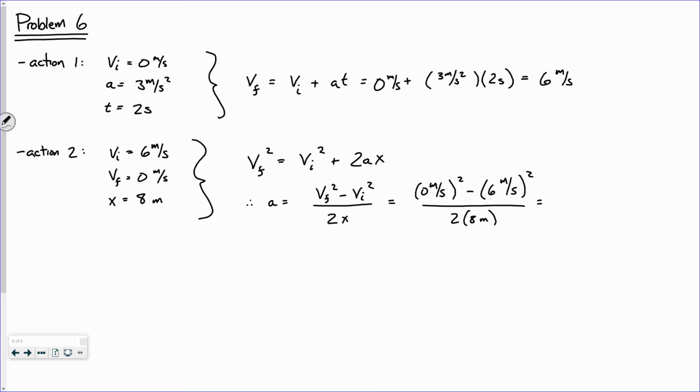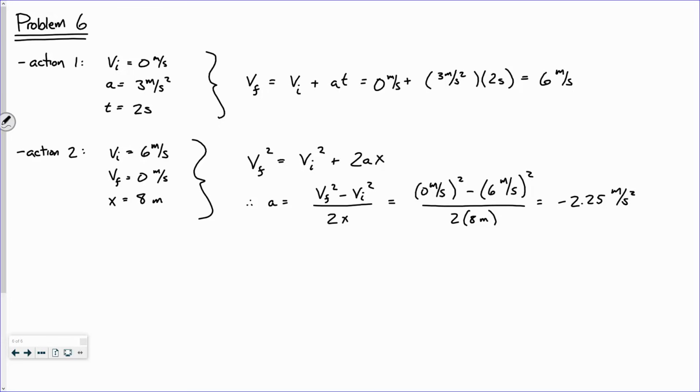So what is that going to give us? 36 over 16? Negative 36 over 16, I should say. So is that about negative 2.25? Now, does it make sense that the acceleration comes out negative? Why? It's slowing down. There we go.